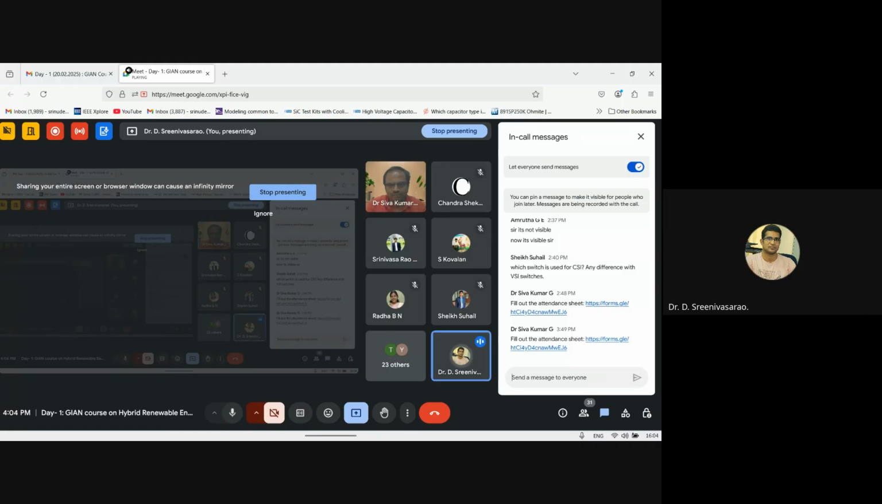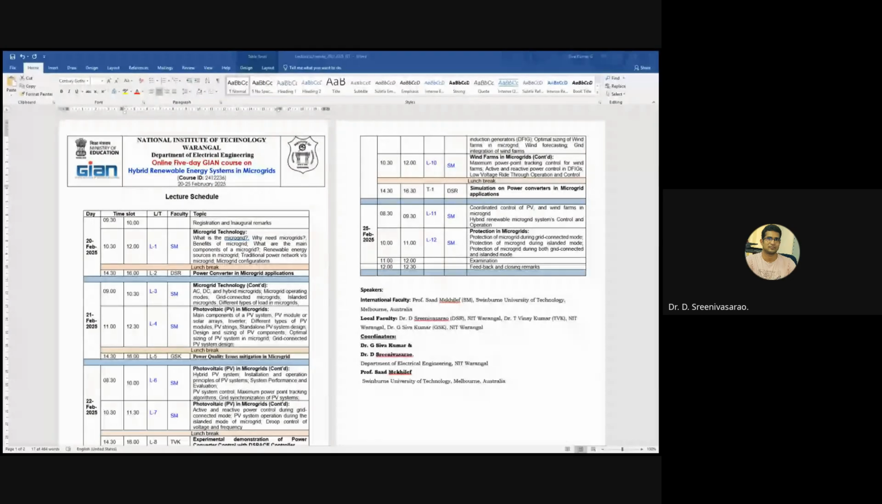Okay, if you have no questions, in the next section, maybe we'll discuss other aspects of the converters, like how to integrate the PV.